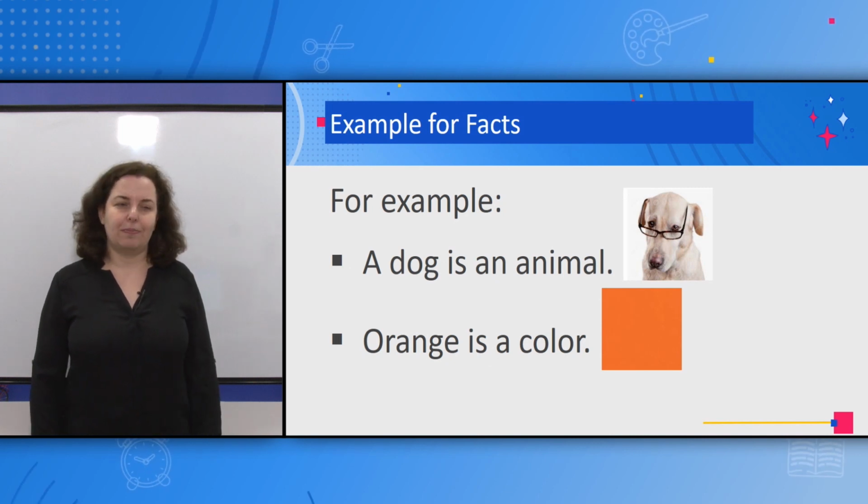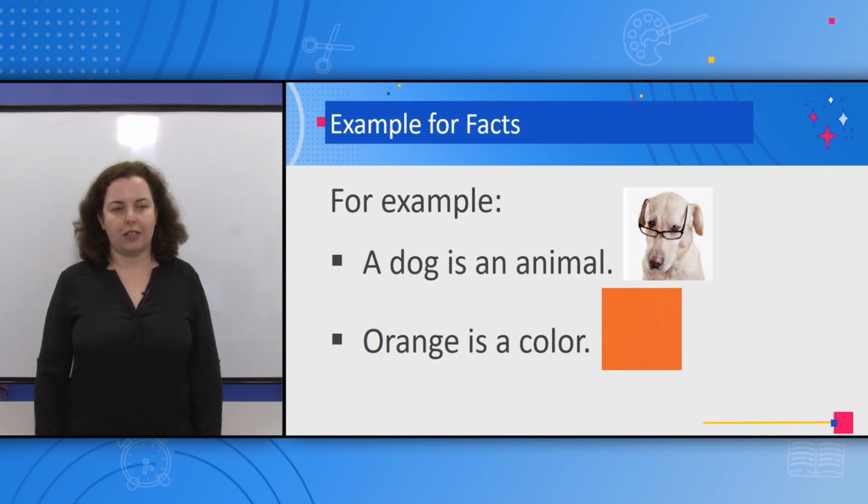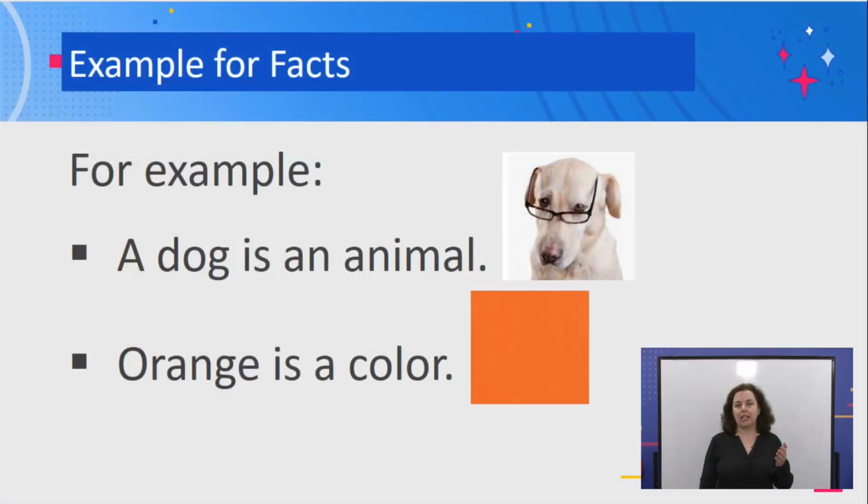Examples of facts. Here are two examples of facts. A dog is an animal. That's a fact. It's not what I think. Orange is a color. That's a fact. We know that orange, red, blue, green, those are colors. Those are facts.